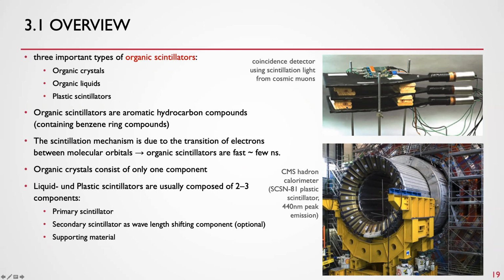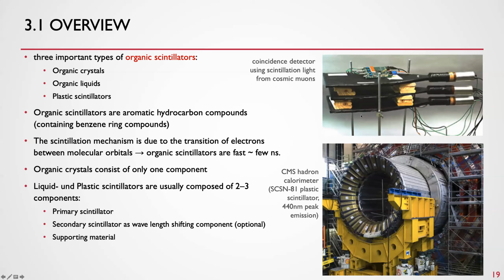The plot to the right, I believe, is from our institute. It's a coincidence detector using scintillation light from cosmic muons. So we have here 3 scintillators that are coated, 3 waveguides, 3 photomultipliers, and a coincidence electronics. If a muon goes from top to bottom, it will hit all 3. We will record 3 signals, and we will know that a cosmic came through. That's the simplest thing you can do, record a cosmic muon.